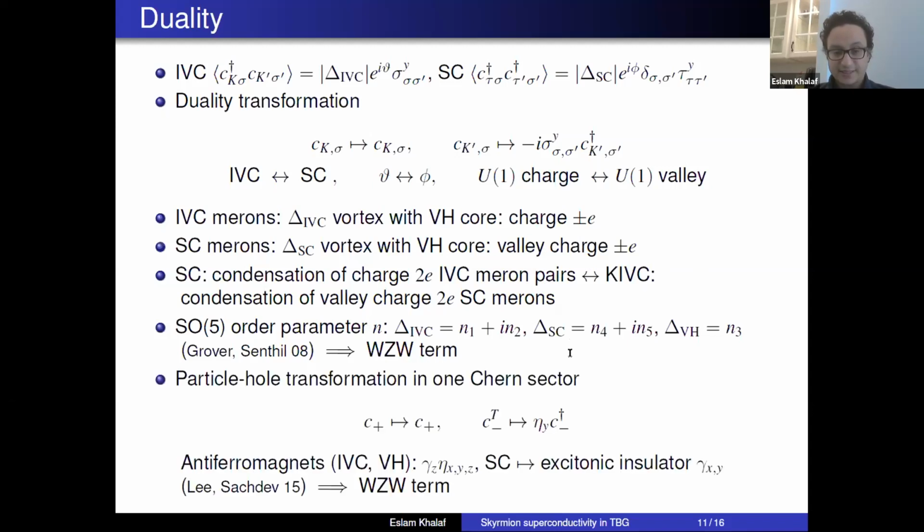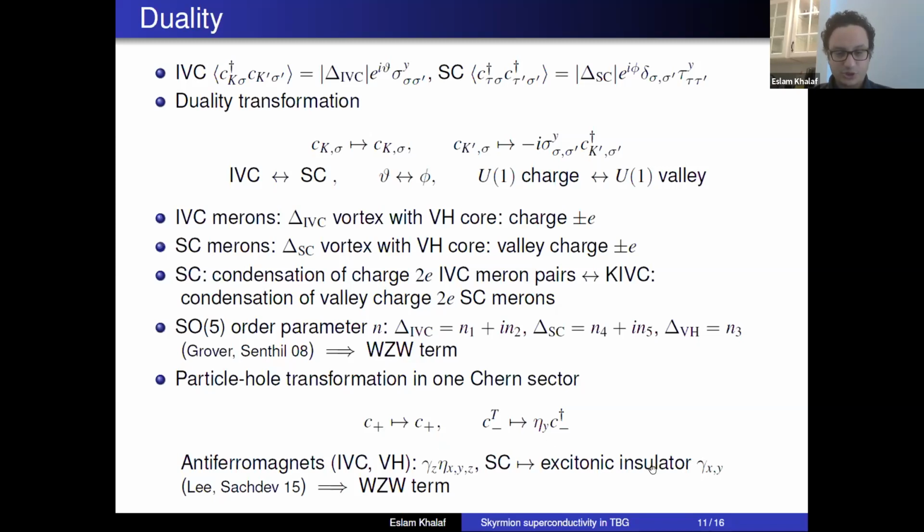Another way to understand the same physics is to do a particle-hole transformation in one Chern sector rather than one valley. In this case, the superconductor maps to an excitonic insulator. And we can see that we have five anti-commuting mass terms. These order parameters now look very much like, here we have an antiferromagnet, and here we have some VBS-like order parameter.